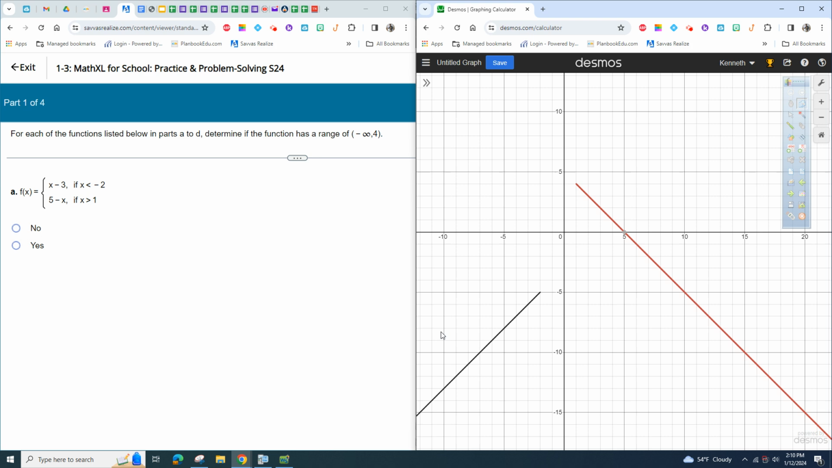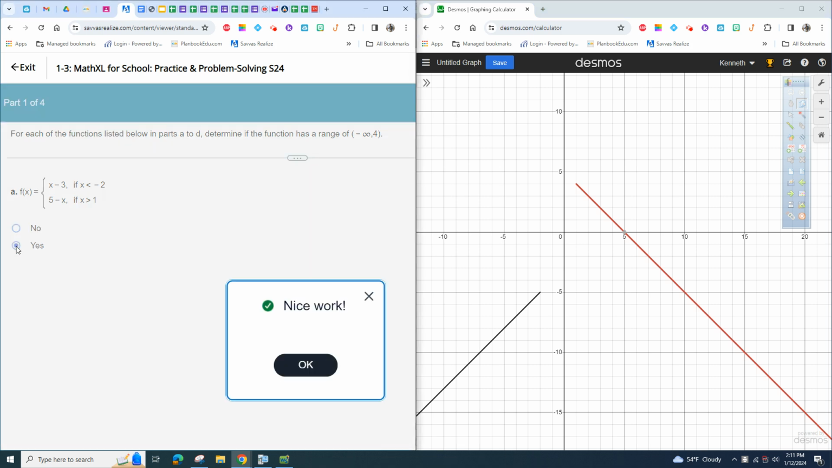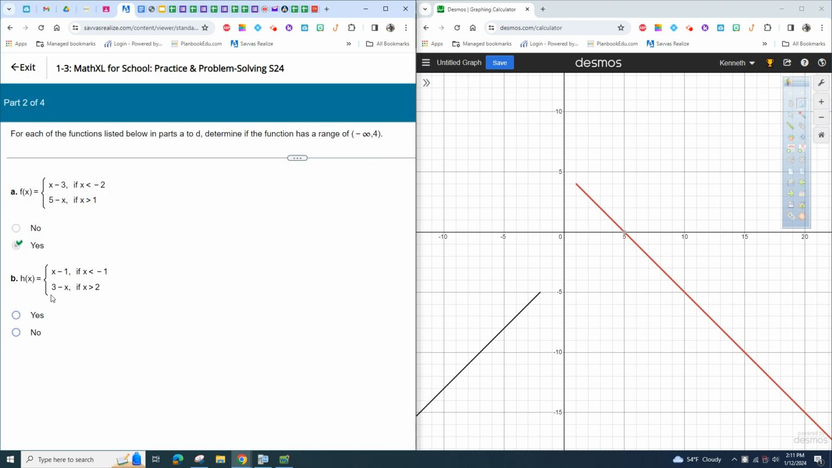Now, would this be true for the domain? No, it would not be true for the domain. But they're asking range. The first time I went through here, I did not pay close enough attention, because I assumed, and you know what happens when you assume, it was domain. So this is going to be a yes. Nice work.